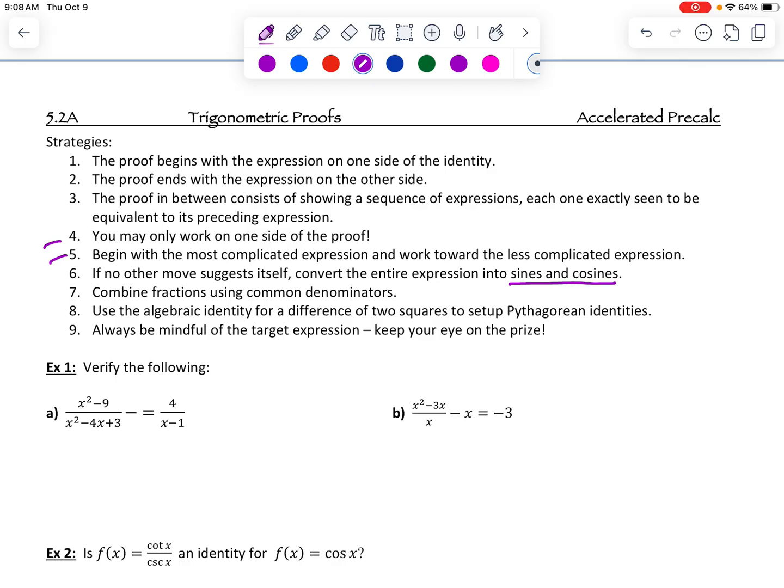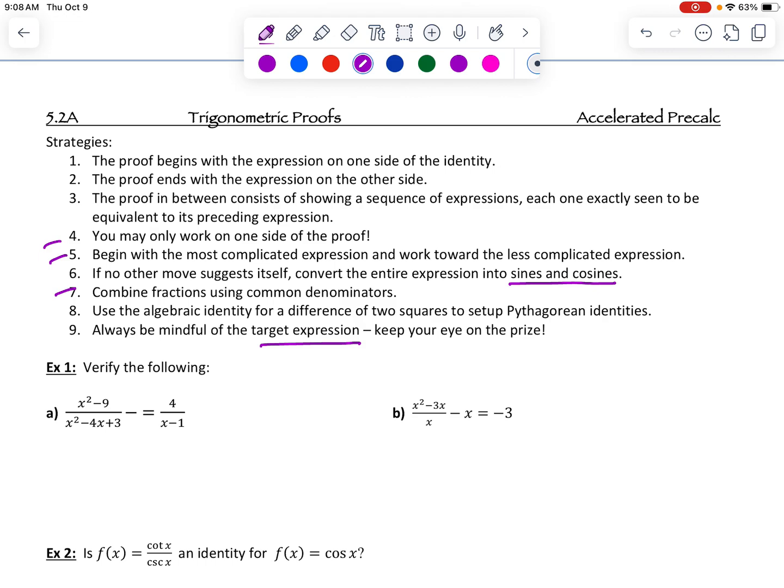Number 7, you're going to combine fractions using common denominators. Number 8, you're going to use the algebraic identity for a difference of two squares. So when you see conjugate binomials or Pythagorean identities, a lot of times we'll factor or we will multiply by a conjugate in order to get a Pythagorean identity. That's something to keep in mind. And then always be mindful of the target expression. If you need to end up with tangent, it's not such a bad idea to think, what do I need in order to make a tangent? Oh, I need sine over the cosine. That helps you figure out how to get to that final answer.